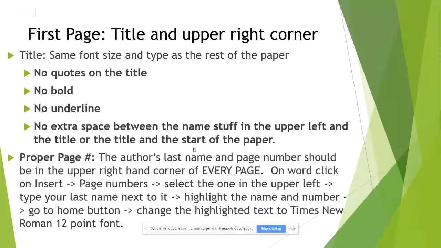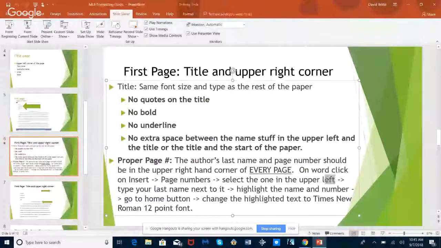Also, you need to have the proper page number. The author's last name and page number should be in the upper right corner of every page, not just the first page. And I've given you instructions here on Microsoft Word on how to access that. You click on Insert, go to Page Numbers. You select the page number that you see. There'll be a drop-down menu that has, excuse me, I should retype that, in the upper right, not the upper left. I'm going to fix that right now. Upper right.